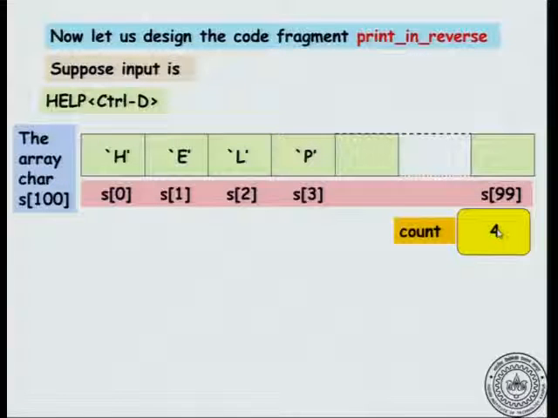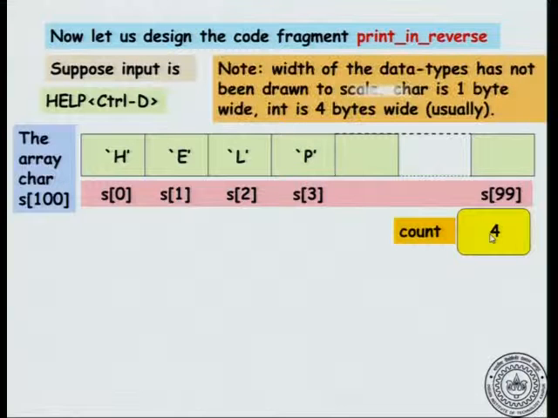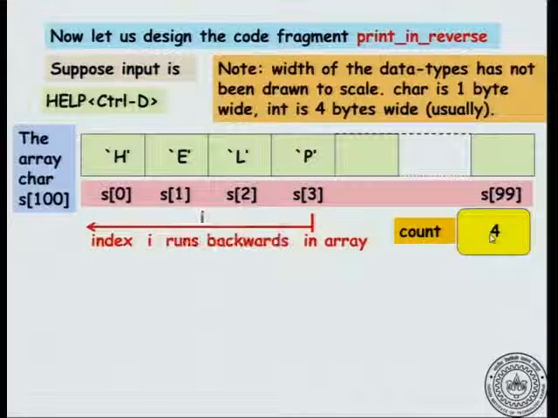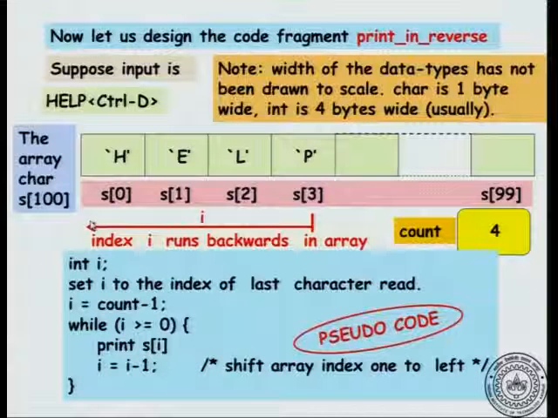So S0 to S3 are valid characters, and if you go back to the code, count always keeps track of how many characters have been read. So in particular, count will be 4 when you exit the array. Now to print in reverse, all you have to do is start printing from S3, then S2, then S1 and then S0, right. So you read in this direction and you print in the reverse direction. Okay.